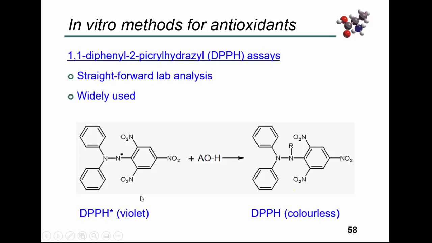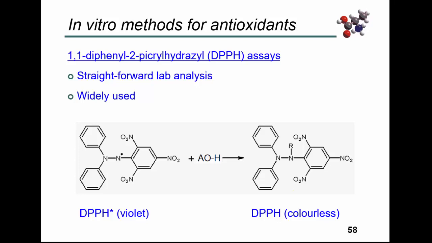In ethanol solution it is a deep violet colour. When it reacts with an antioxidant, it grabs hydrogen atoms from the antioxidant. This removes the radical electron, leaving a colourless product. So we can measure the amount of antioxidant effect. The reduction of intensity of the violet colour depends on the concentration of the antioxidant, making estimation possible.